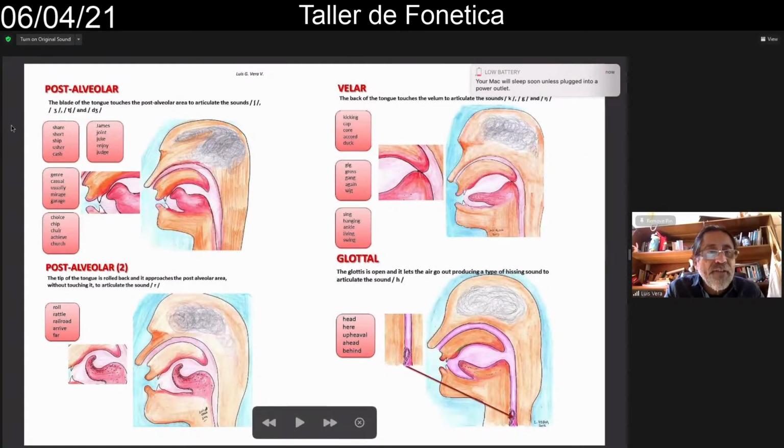And then we have the post-alveolar. The post-alveolar, oh my God.